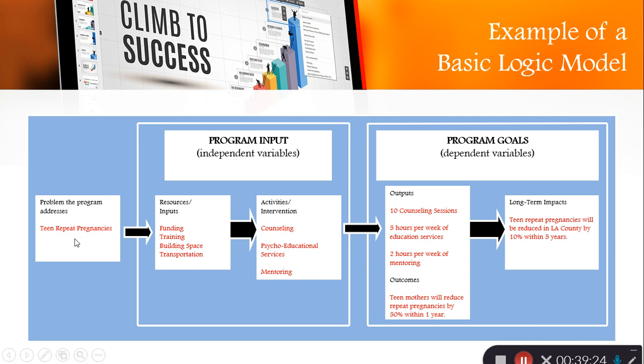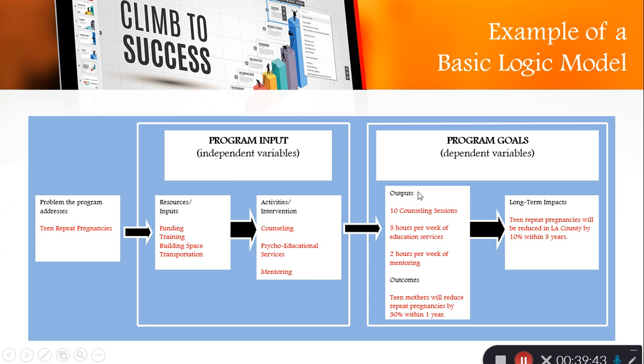Here's an example of a basic logic model. If we were running a program that was designed to address the problem of teen repeat pregnancies, our resources or inputs might be funding, training, building space, and transportation. Our activities might be counseling, psychoeducational services, and mentoring.